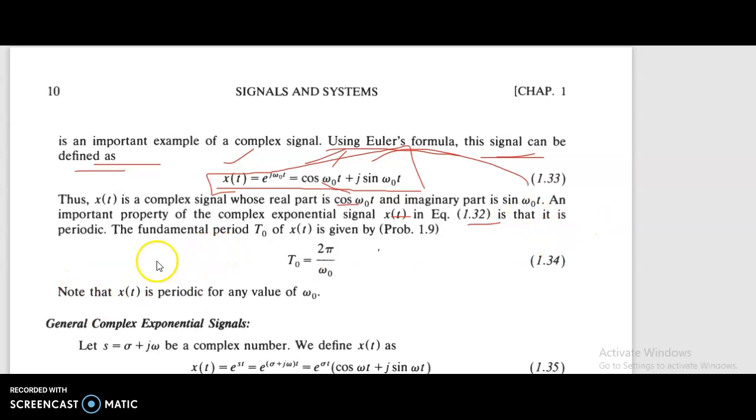An important property of the complex exponential signal x of t in equation 1.32 is that it is periodic. The fundamental period T naught of x of t is given by T naught equal to 2 pi divided by omega naught. Note that x of t is periodic for any value of omega naught.